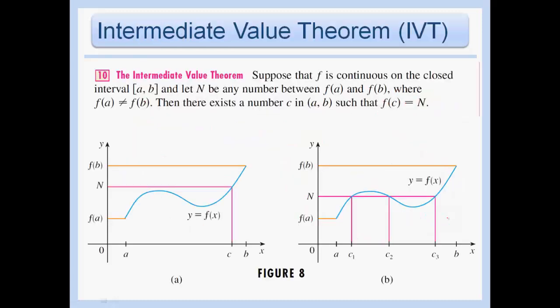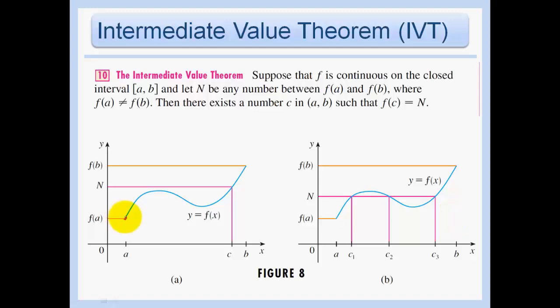Finally, the intermediate value theorem. This is another one of those theorems that looks confusing, and it's rather obvious when you really think about it. And this is going to be a really important one in this course. What we're saying here, suppose that f is continuous on the closed interval a, b, so it's continuous, and let n be any number between f of a and f of b.